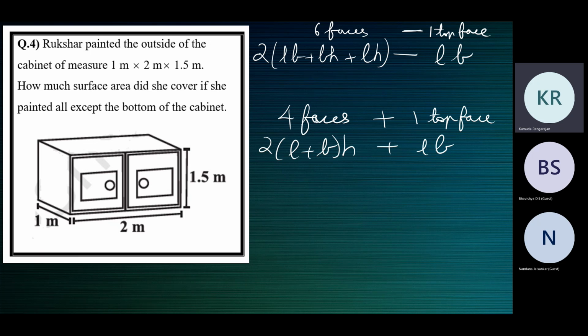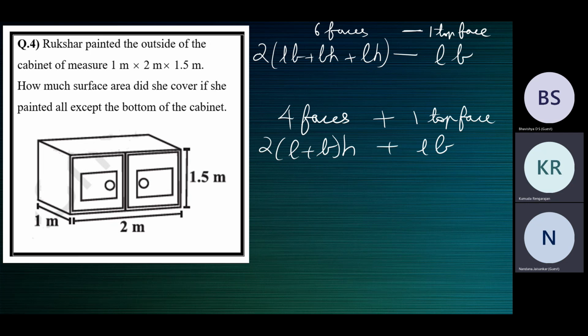See, anyways, we are finding either 4 plus 1, 5, or 6 minus 1, 5. Either 6 faces minus 1 face, it's 5 faces, area of 5 faces. Or area of 4 faces plus the area of 1 face, 5 faces. Is it clear, children? Yes, ma'am. Okay.